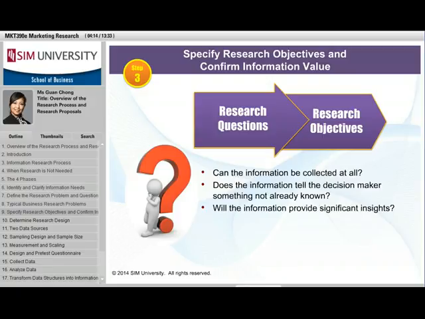Step 3. Confirm research objectives and assess the value of information. Stated research objectives can act as guidelines for determining which other steps must be undertaken. Research objectives can serve as justification for management and researchers to undertake an information research project. They answer questions like, can the information be collected at all? Does the information tell the decision maker something that is not already known? Will the information provide significant insights?